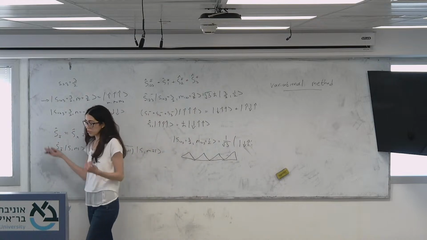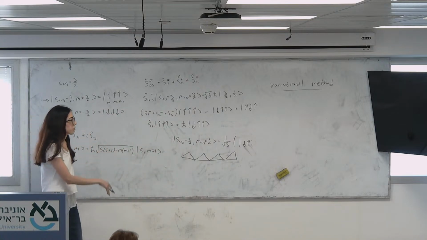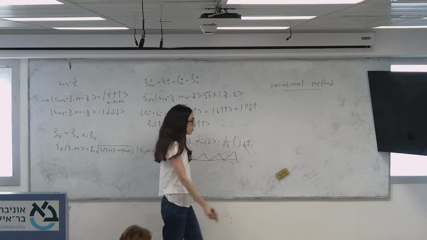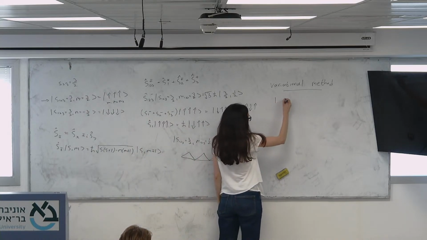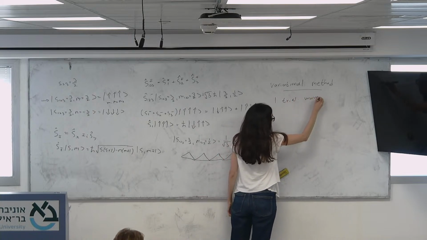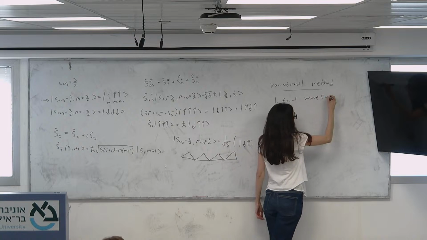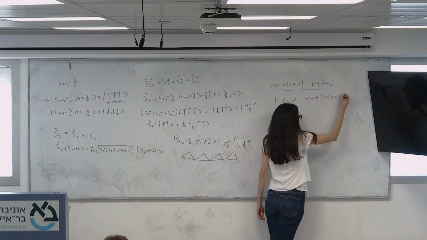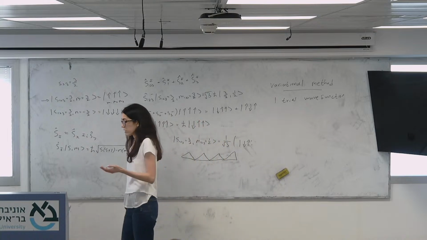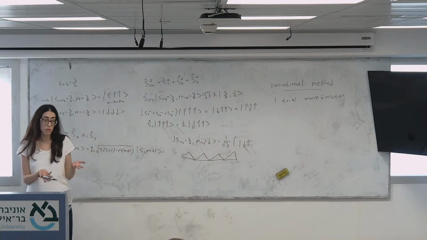So, the variational method, as you did in quantum mechanics courses. The first thing that you do is to guess a wave function, a trial wave function. The general purpose of the method is to find the ground state. So, this is what we're going to look at.